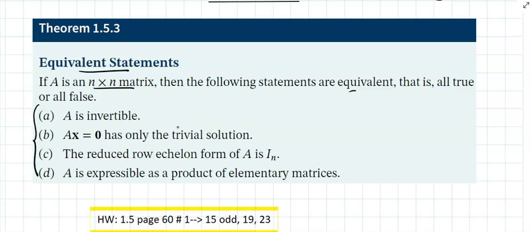One of the two. If you say A is invertible, then you're saying AX equals 0 has a trivial solution. Guaranteed. Then, the reduced row echelon form of A is the identity matrix. And A is expressed as the product of elementary matrices. That was the very last problem that I did.